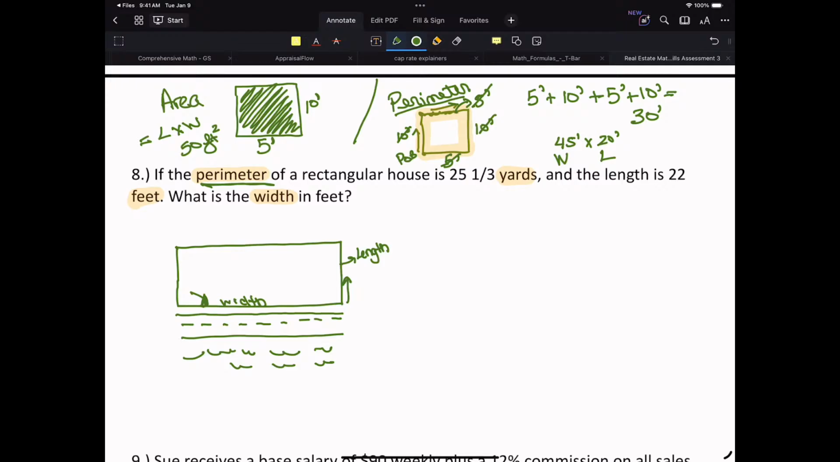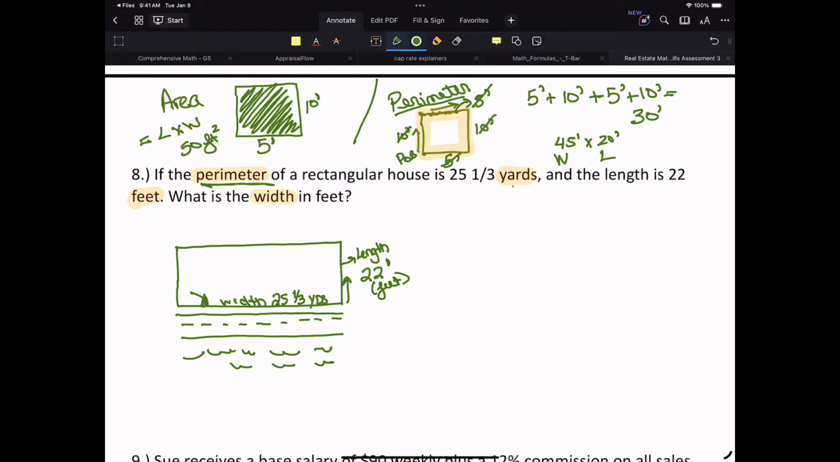So it's telling you the length is 22 feet and the width is 25 1/3 yards. So I know this length is 22 feet. But the width they're giving me is 25 1/3 yards. Now, first of all, these numbers make no sense in real life. I just chose some numbers when I was doing this. I don't know of any houses that are going to be 25 1/3 yards wide.